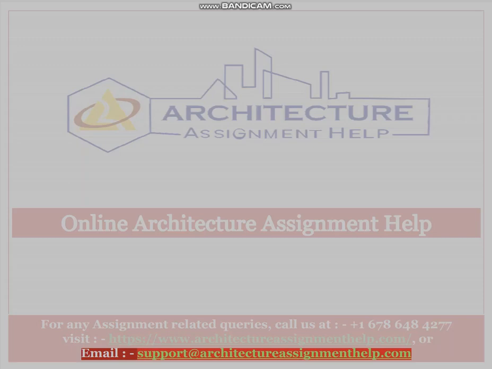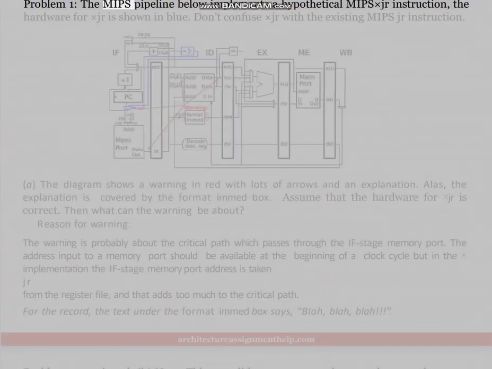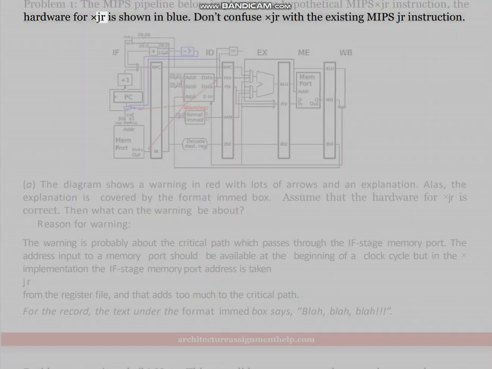Problem 1. The MIPS pipeline below implements a hypothetical MIPS xJR instruction. The hardware for xJR is shown in blue. Don't confuse xJR with the existing MIPS JR instruction.